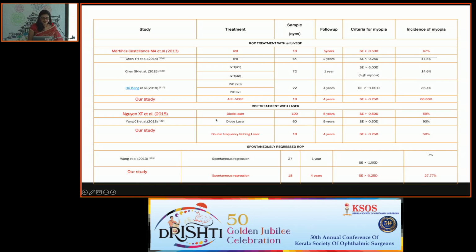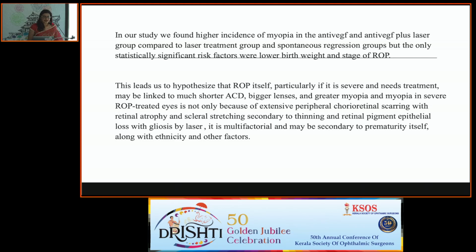And in spontaneous regression, it is very low in our group, similar to other studies. So with this, we find a higher incidence of myopia in the anti-VEGF and anti-VEGF plus laser groups, and no incidence of myopia, especially high myopia, in the spontaneous regression group. And the only significant risk factors we found were birth weight and stage of the ROP.